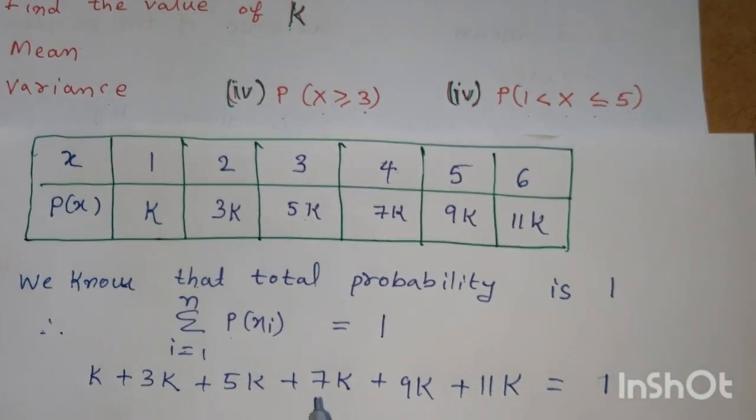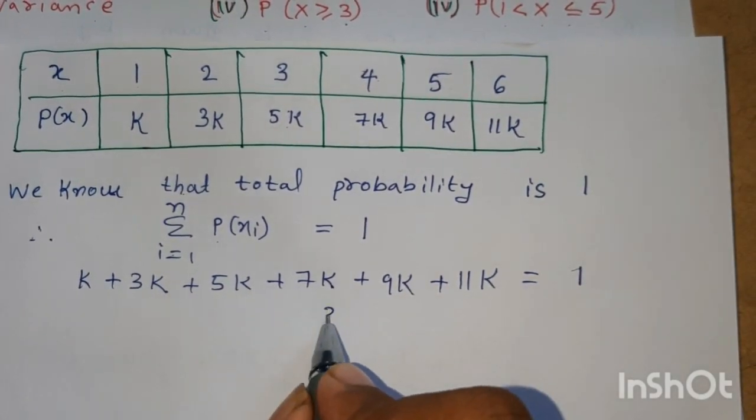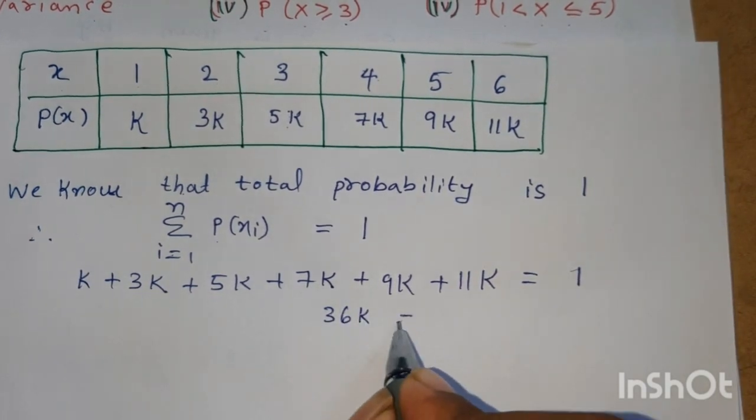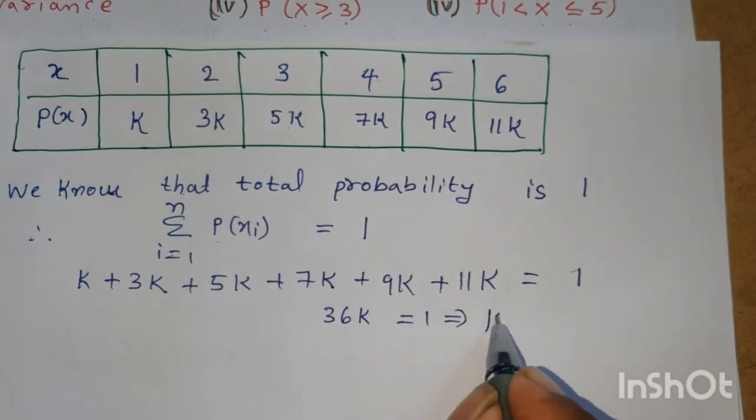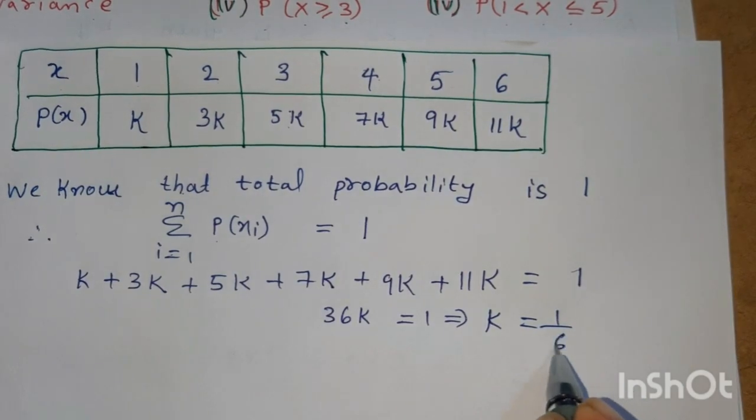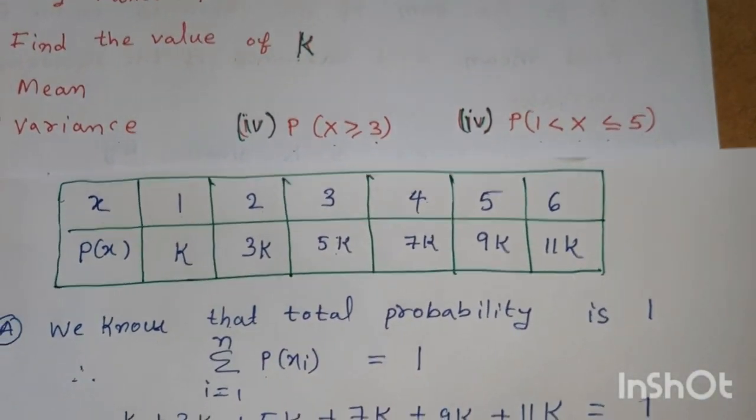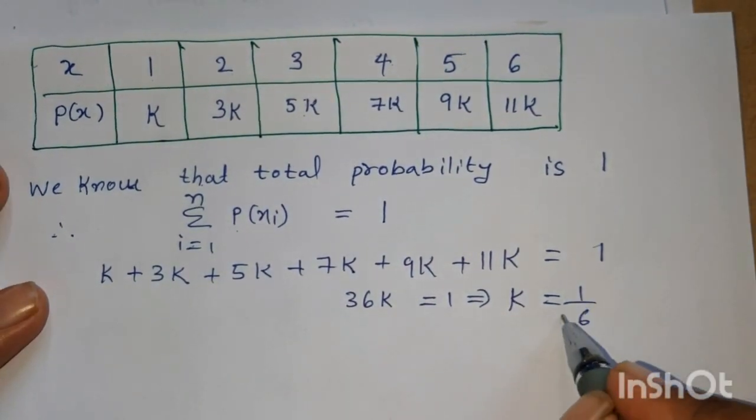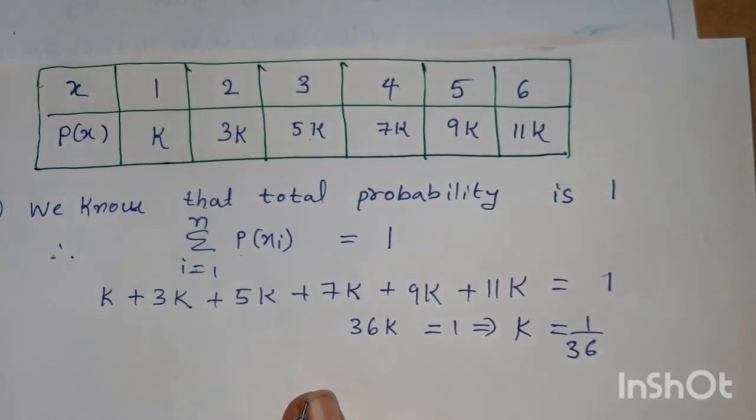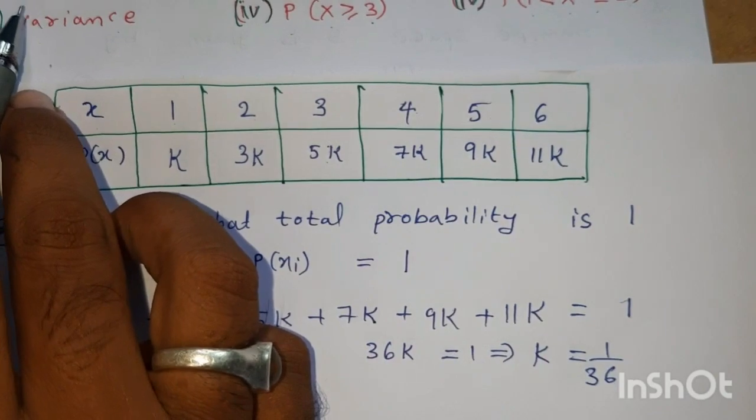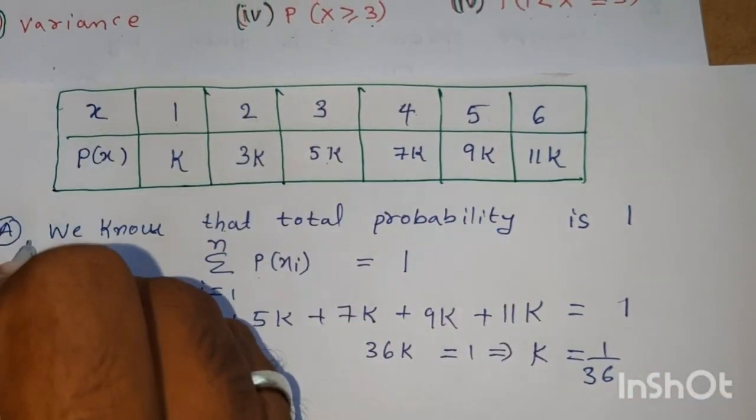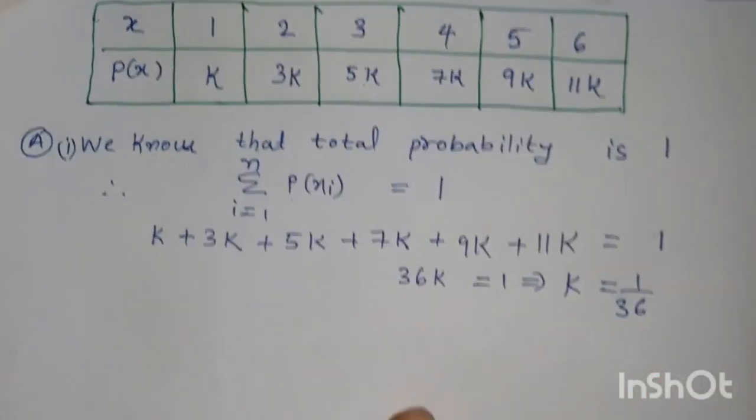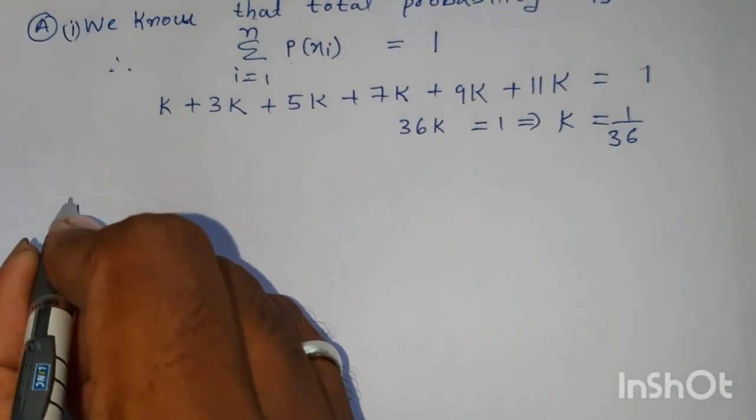That is 36k is equal to 1. Therefore k value is 1 by 36. Therefore I have found the value of k. It is 1 by 36. Now let us find the mean. The second problem is mean.